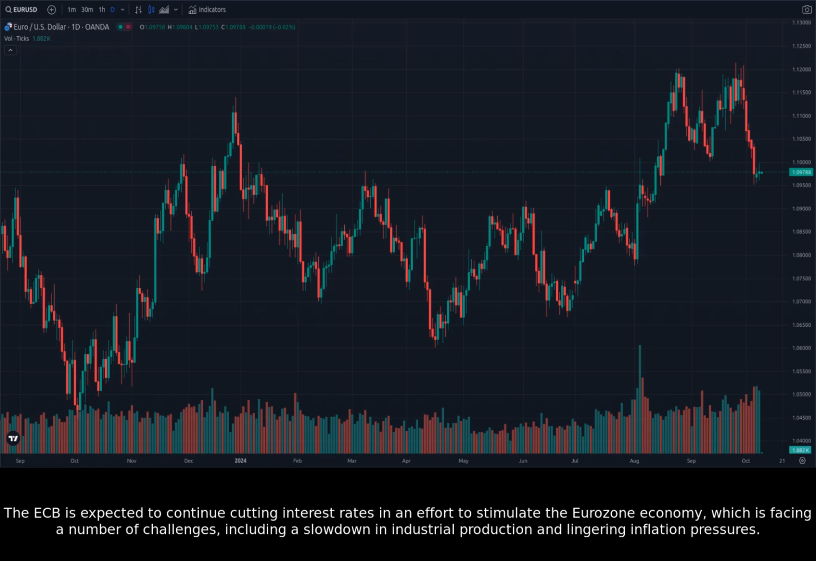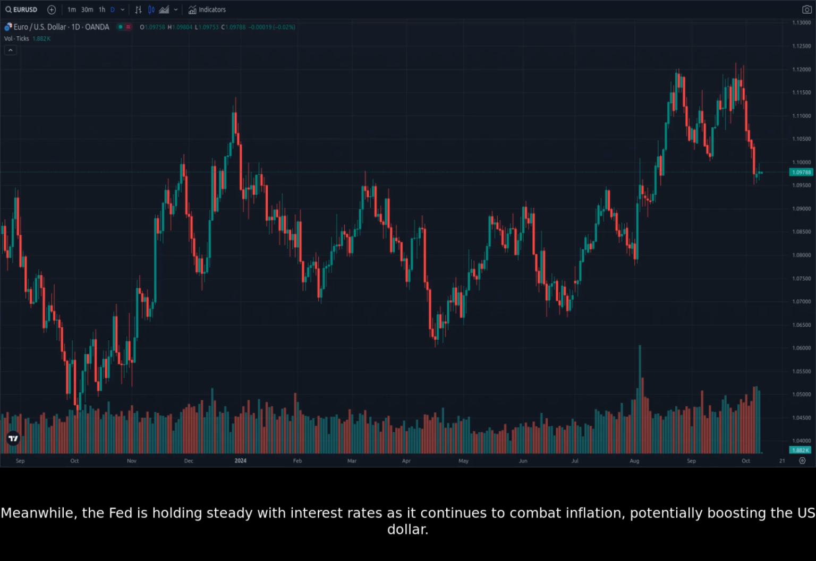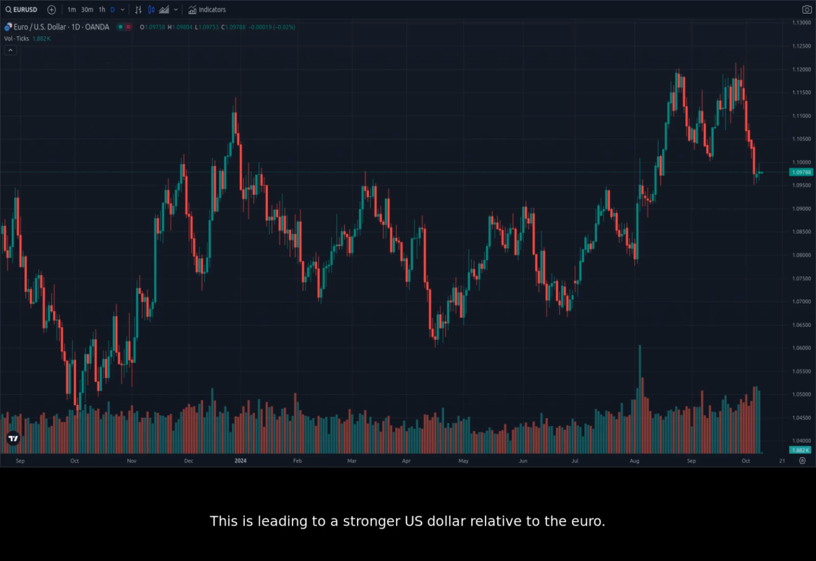The ECB is expected to continue cutting interest rates in an effort to stimulate the Eurozone economy, which is facing a number of challenges, including a slowdown in industrial production and lingering inflation pressures. This dovish stance is putting downward pressure on the euro. Meanwhile, the Fed is holding steady with interest rates as it continues to combat inflation, potentially boosting the US dollar. This is leading to a stronger US dollar relative to the euro.